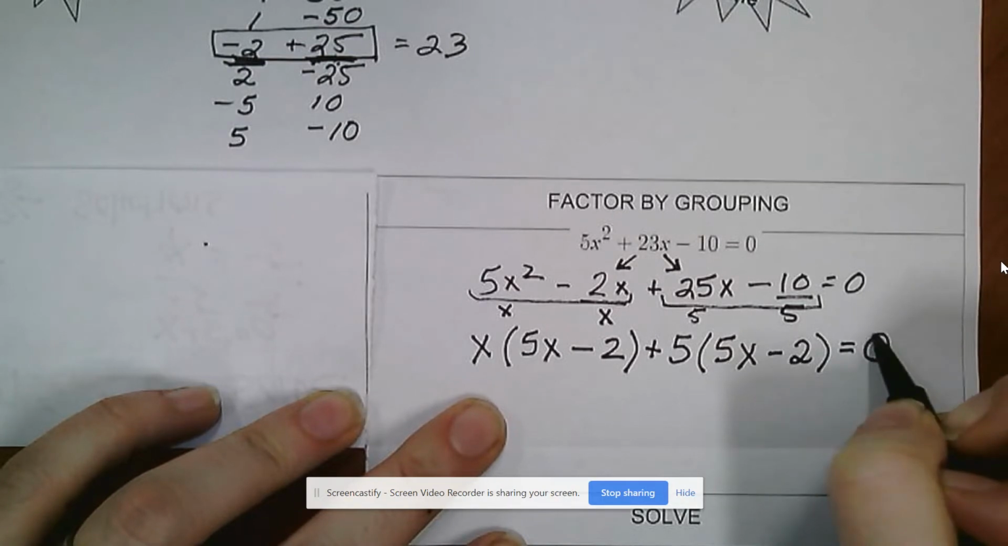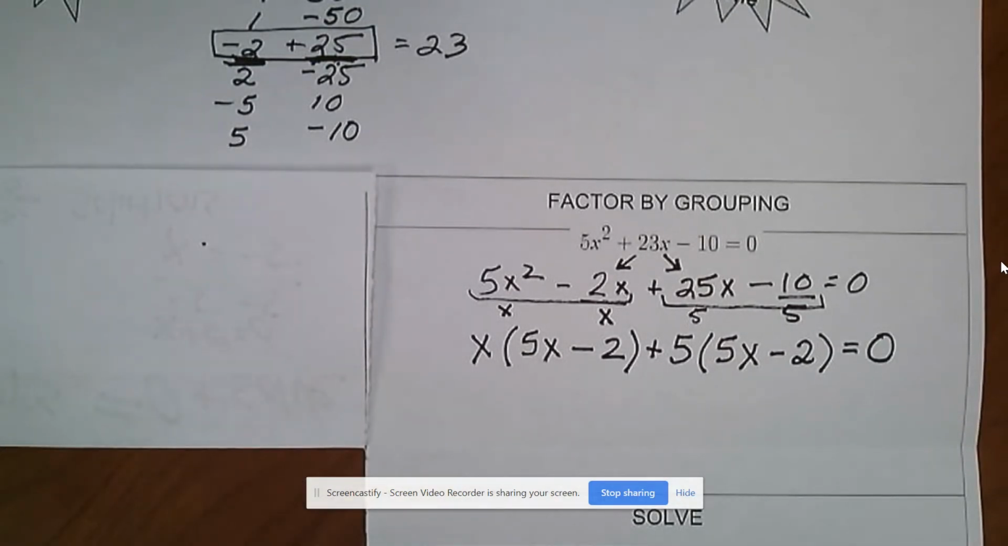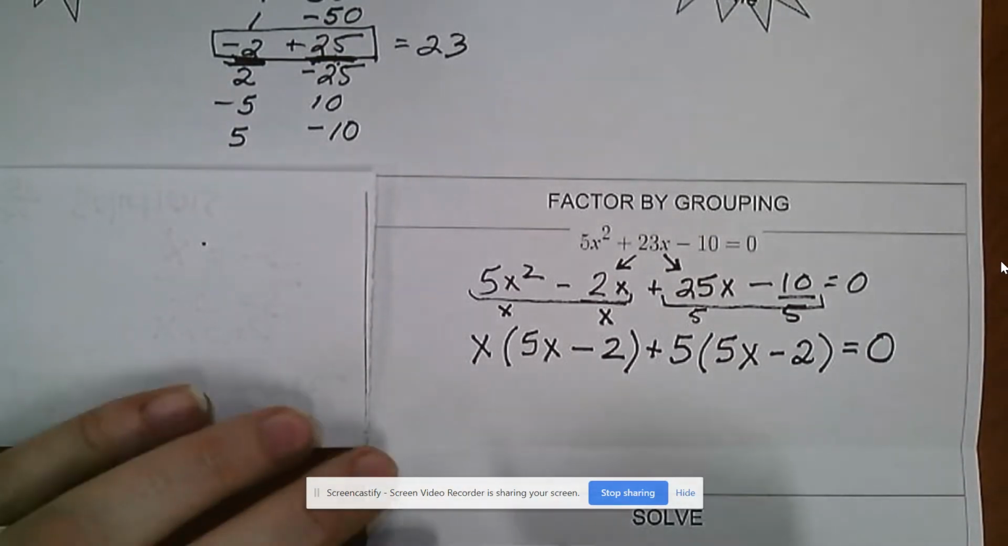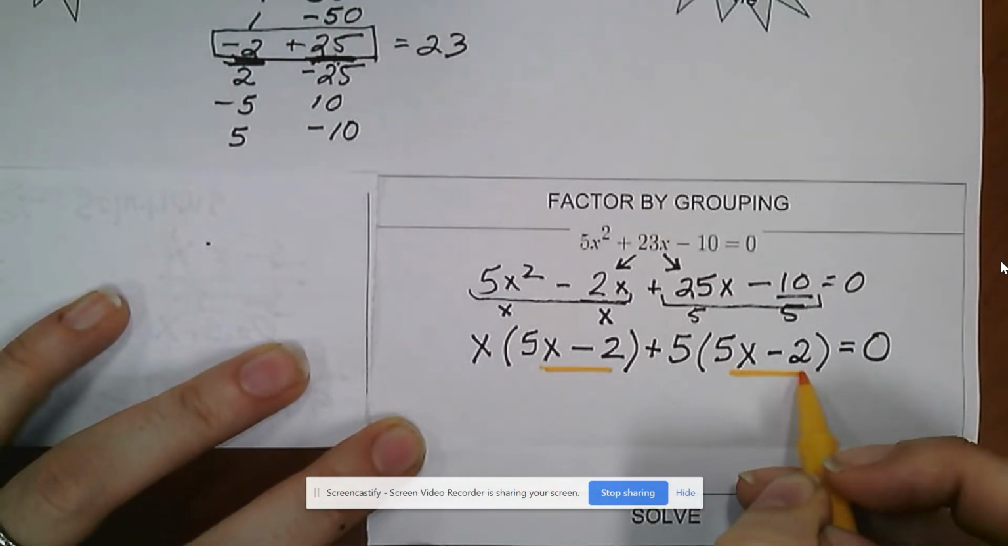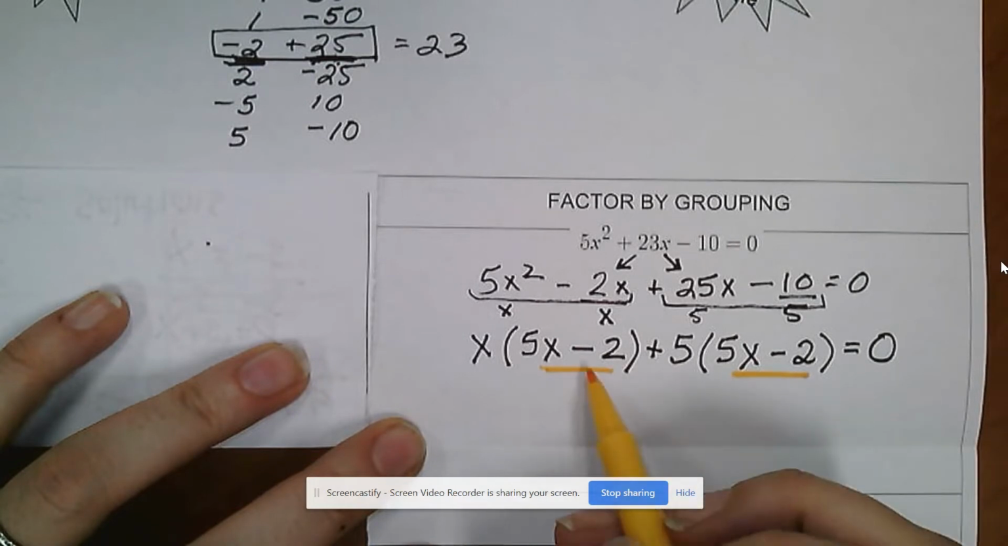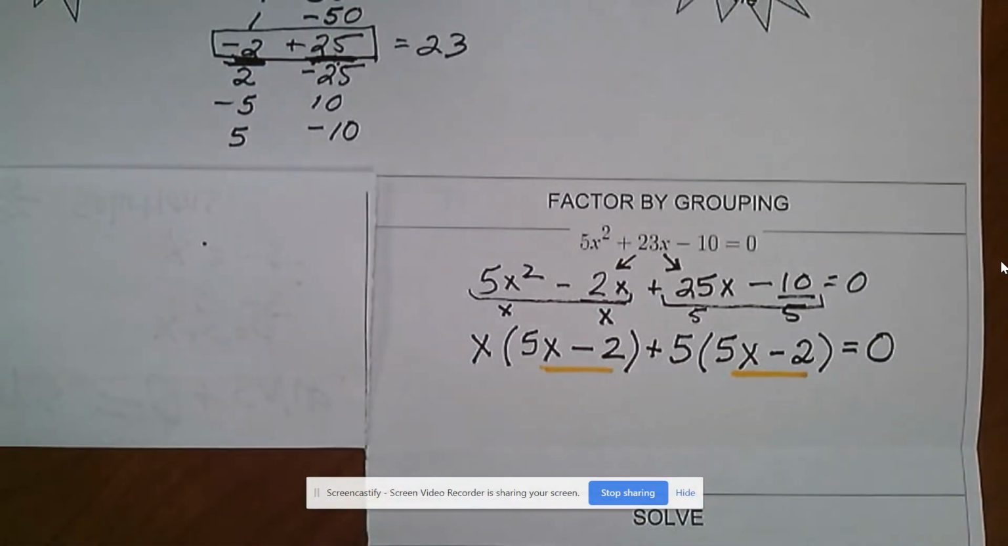So hopefully what you've noticed, and this is what's nice about this method, it's easy to check, these two things have to be identical. If you do not get the same thing inside both parentheses, then something went wrong. It's possible that you pulled out the wrong factor, or it's possible that you made some kind of mathematical error when you're doing it. But I want you to notice that these two inside the parentheses should always match.